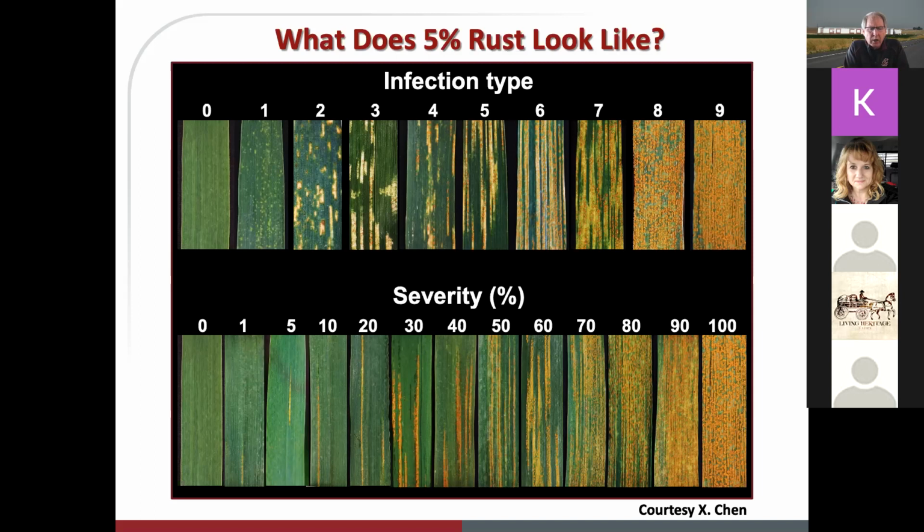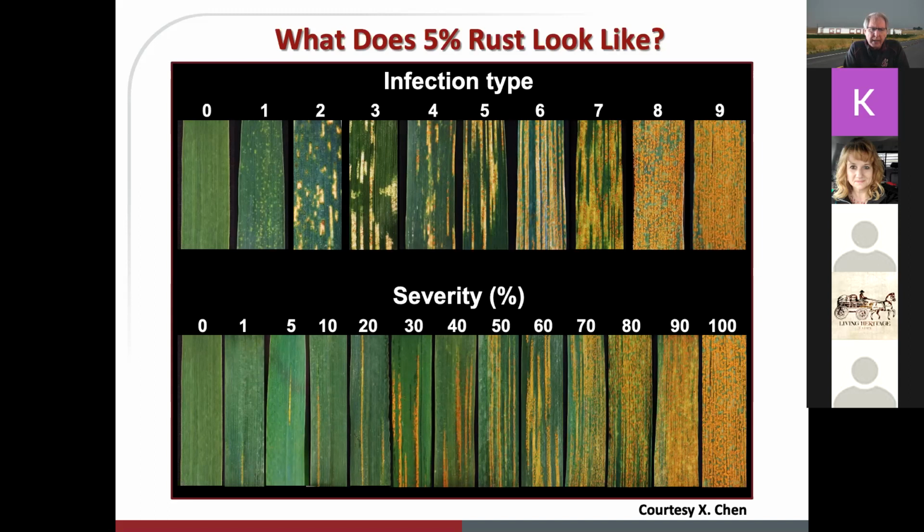On the bottom is the percent severity scale, and it ranges from 0 on the left to 100 on the right. And again, it has to do with how much of the leaf surface is covered by sporulating stripe rust. And so if you look at 1 to 5 there in the lower left, what you see is it only takes about 1 to 2 pustules on a flag leaf to match that 5% threshold. And I want to emphasize again, when we're scouting for stripe rust, the most important leaf to protect is the flag leaf.